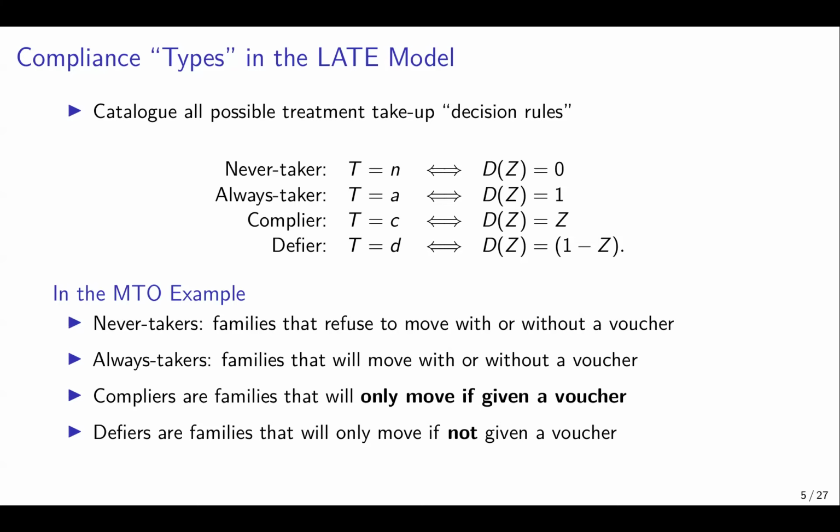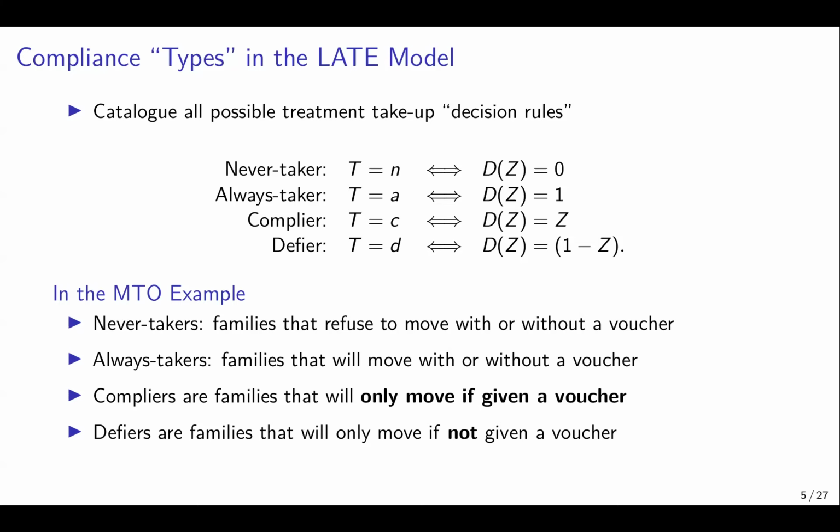These are the families who do what you tell them, in some sense. If you tell them, here's a voucher to move to opportunity, they move. If you tell them, sorry, no voucher for you, they don't. So for these families, D of Z is equal to Z. They have a causal effect. They are affected by whether we offer them the voucher or not. In fact, the causal effect of Z on D for these families is 1. Without the voucher, they don't move. With the voucher, they move. And since D is binary, we're looking at 1 minus 0, which is 1.